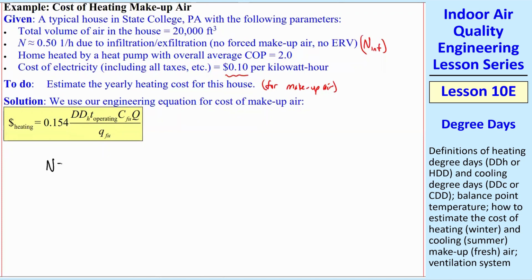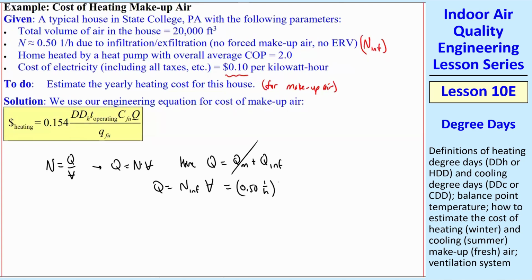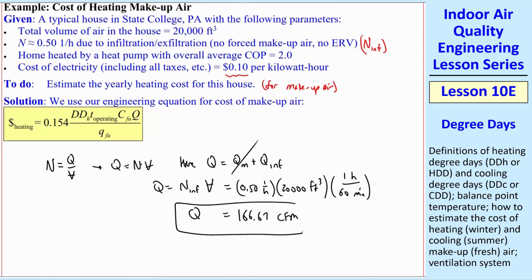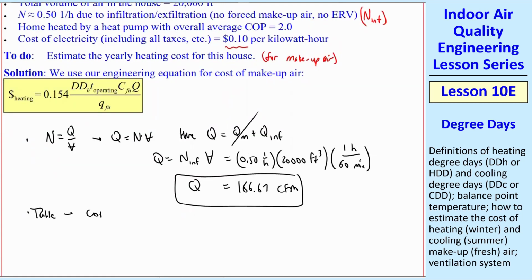That's our solution. We know that N equals Q over V by definition. So Q equals N times V. So here, there's no other makeup air. Normally you'd have QM plus Q infiltration, but QM is 0. So Q is equal to N infiltration times V. And so that's 0.50 1/hour times volume, 20,000 cubic feet. Watch your units as always, 1 hour is 60 minutes. So this gives me 166.67 CFM, ACFM.